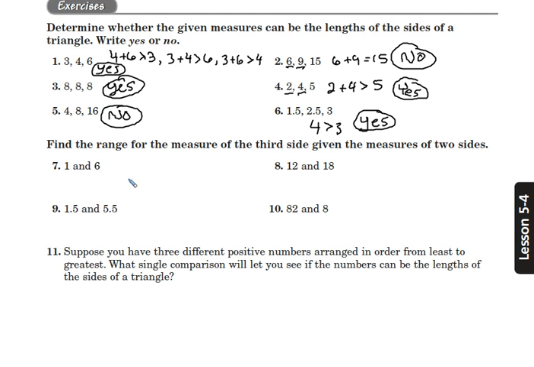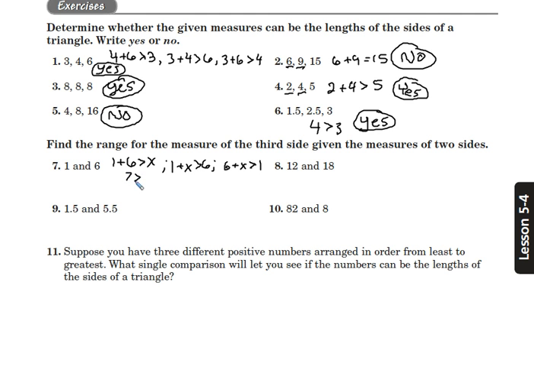Okay, now for 7, 8, 9, 10, you're to find the range for the measure of the third side given the measure of the two sides. So these are two sides of a triangle. We are going to run them through the test to see what the range of values is for that third side. Okay, so 1 plus 6, if I add those together, they have to be greater than x. The other combination, 1 plus x, this unknown side, has to be greater than 6. And the third possibility is 6 plus x has to be greater than 1. So I want to solve each of these inequalities to find the exact values.